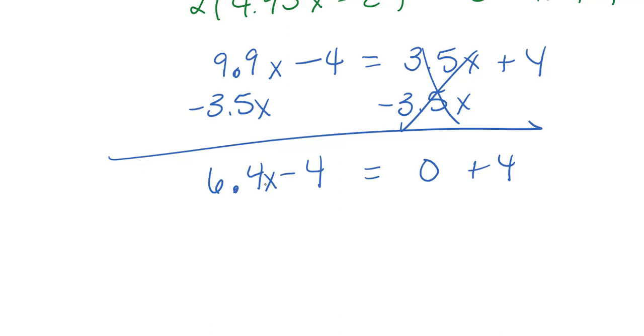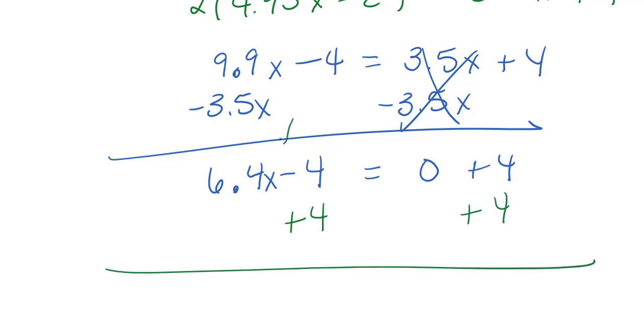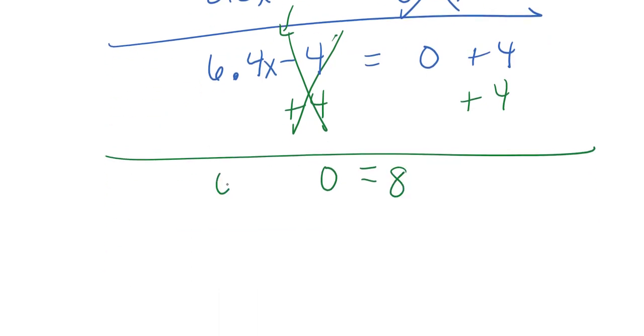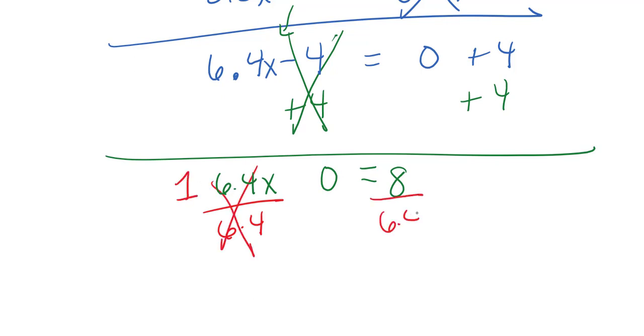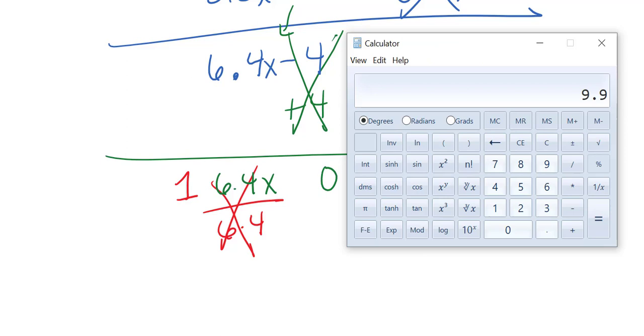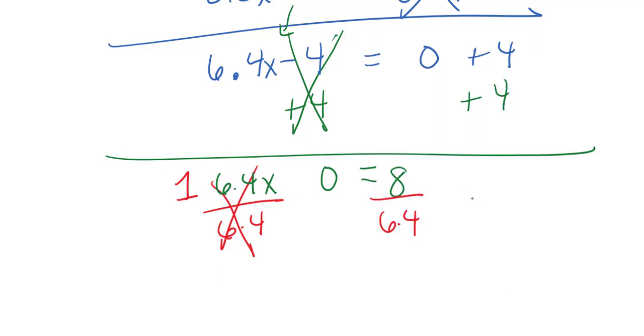Then the next step would be to add 4 to both sides, because then this continues to get x by itself. We're just trying to get x by itself on one side. So that becomes 0. On the right-hand side, we're left with 8. And then we have 6.4x. What's our next step? Well, we need to divide. So we divide by 6.4. This becomes 1. So x is equal to 8 divided by 6.4, and that is equal to 1.25. So x is equal to 1.25.